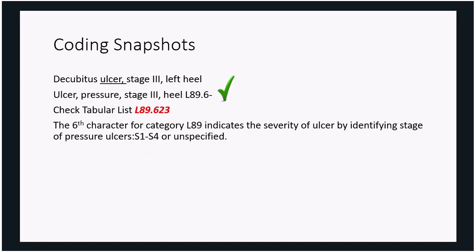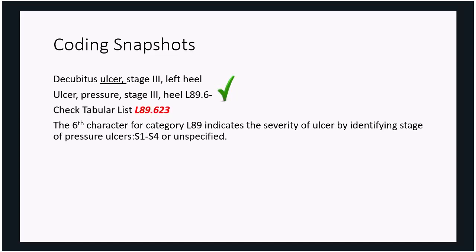Let's look at this coding snapshot. So if you were coding decubitus ulcer stage 3 left heel, you'd go to your alphabetical index. Let's go there now. So go to your alphabetical index, go to your main term ulcer, scroll down to pressure, and then stage 3, and then site, because we said earlier when you're coding ulcers, you have to have the site and the stage. So again, ulcer, pressure, stage 3, and our site is heel.